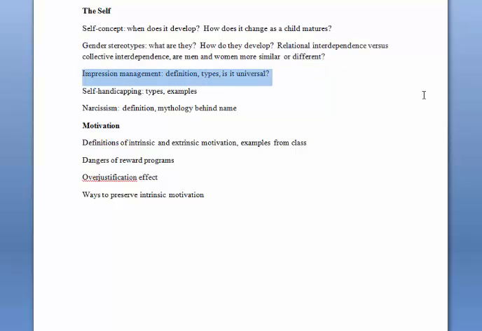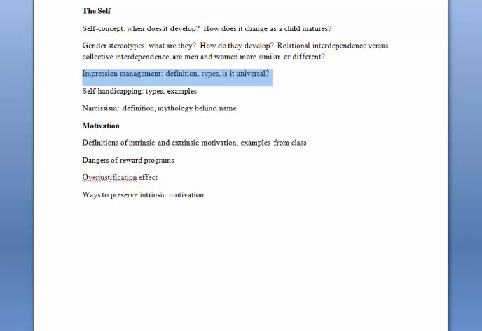Impression management is one way that we control the way that other people look at us, and so the way that they see us. Impression management is universal. The way that we do it might depend on the group, and so in our culture we might do it differently than other people do, but in all cultures, people try to manage their impression.